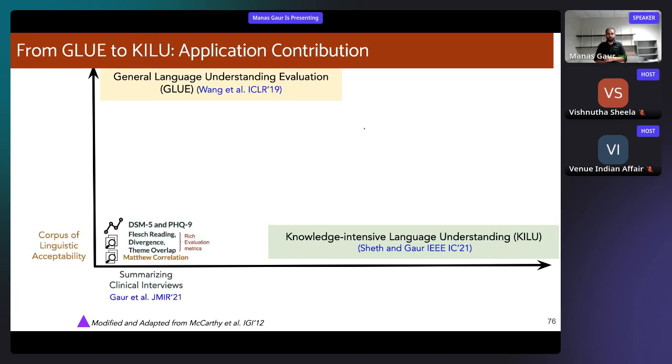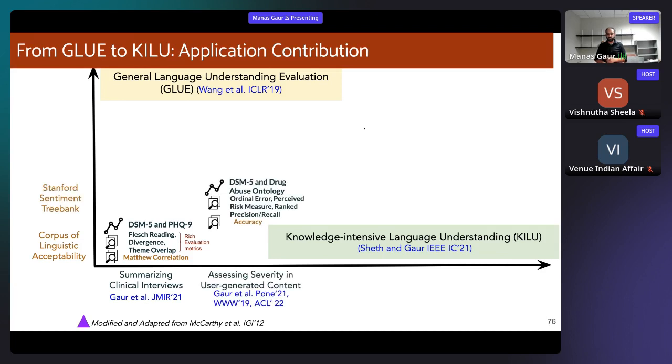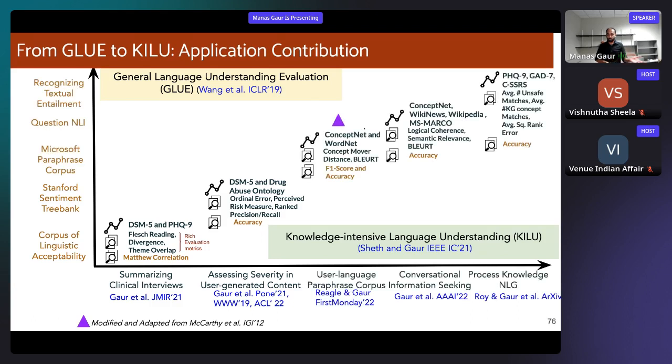So over time, we built different data sets for summarizing clinical interviews. We looked at the data sets for assessing suicide severity, as we talked about. We also looked at the user language paraphrase corpus, which is a new paraphrase corpus that we came up with, and a high school students constructed corpus to study the analogy component that Kaushik was talking about. We discussed the conversational information seeking scenario, and we are currently working towards process knowledge based natural language generation.